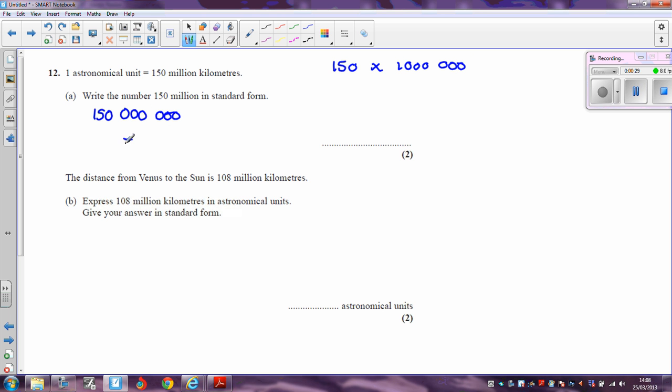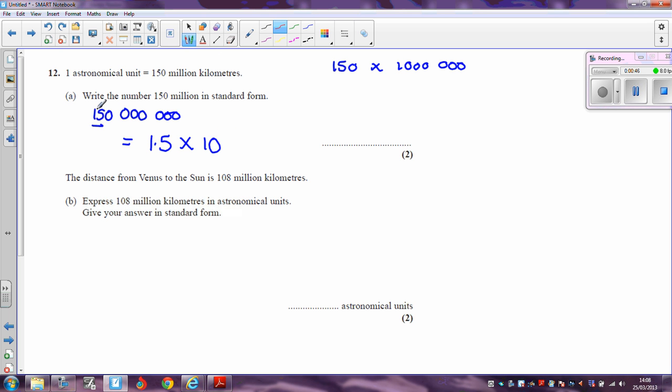Now, to write that in standard form, remember, for a number to be written in standard form, the digit part of it has to be somewhere between 1 and 10. So I'm going to take that 15 and put the decimal point between the 1 and the 5. And I'm now going to work out the power of 10 that I need to multiply by.